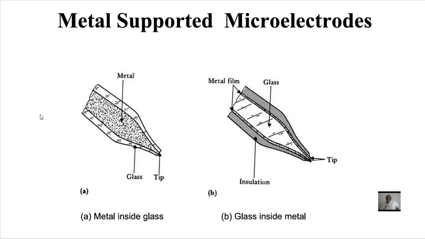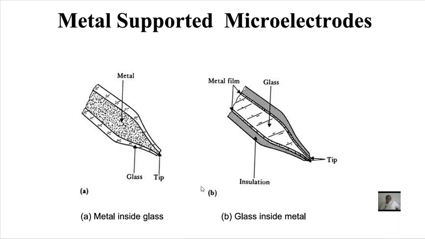This diagram explains the metal supported microelectrode. The first one is metal inside the glass. Outside we have the Pyrex glass, and inside we have the metal. The tip is sharpened. Inside we have the metal, stainless steel, and outside we have the glass, Pyrex glass. So this kind of microelectrode is called metal inside glass.